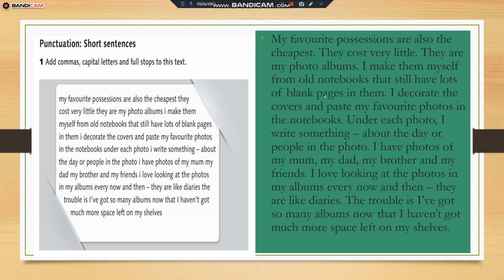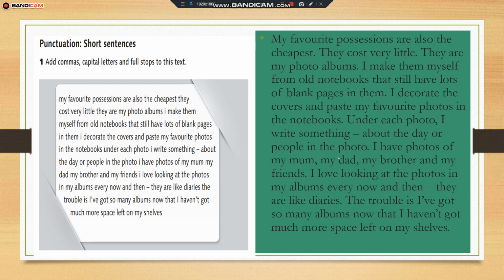I decorate the covers and paste my favorite photos in the notebooks. Full stop. Here, the "under": change the first letter from small into capital because it comes at the beginning of a sentence. Okay, guys, under each photo, comma, I write something about the day or people in the photo.